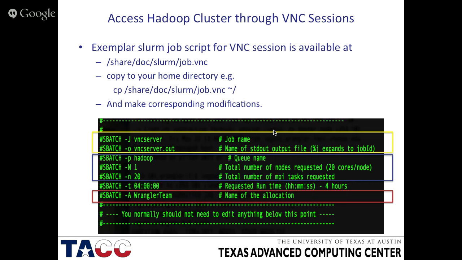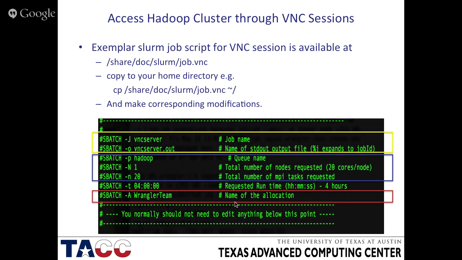For the VNC sessions, we have a sample job script for you to use at the share doc, slurmjob.vnc. If you want to use it, you need to copy that into your home directory so you can make modifications to it. It's a text file. If you're not very familiar with Slurm job submissions, I'm highlighting the things you really need to change here. On the top, there are some disclaimers about what this file is about. It's just comment lines. At the bottom, there are a lot more lines, but you normally shouldn't need to edit anything beyond that. Do not edit anything beyond that, as it may break how the script works.